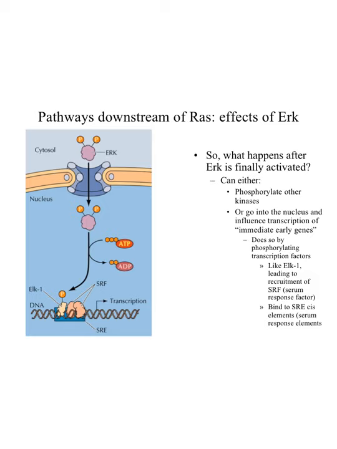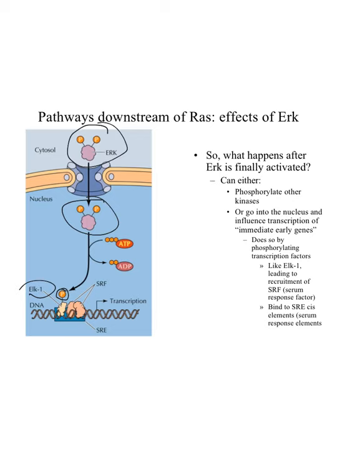So, as promised, here's ERK. It's been phosphorylated by MEK, and what ERK is able to do here is typically enter the nucleus. And inside the nucleus, it's able to phosphorylate a whole bunch of different things, including trans factors. So one of the trans factors that ERK is known to phosphorylate is a protein called ELK1. And here's the phosphorylation that happened via ERK.